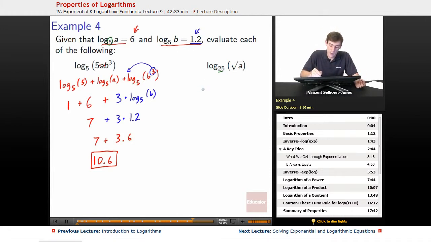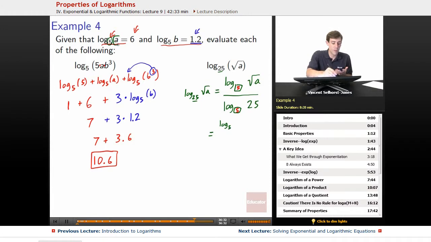So change of base, we have that this log base 25 of root a is the same thing as log of some base of root a divided by log of some base of what our original base was, 25. So what do we want to use there? Well, we probably want to use 5 because that's the thing we have all of our information on. So log base 5 of root a. Now, root a, that's not what we have. We have a. Is there another way to write root a that would involve a? Well, yeah, root a is the same thing as a to the 1/2. So we can write that as log base 5 of a to the 1/2 divided by log base 5 of 25.